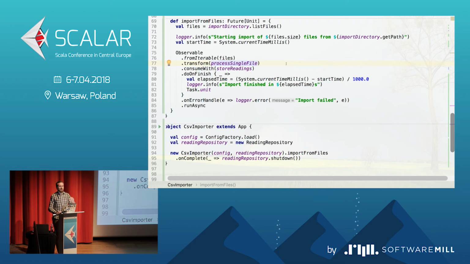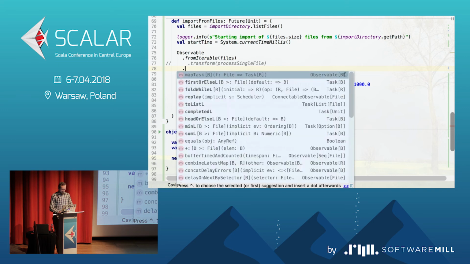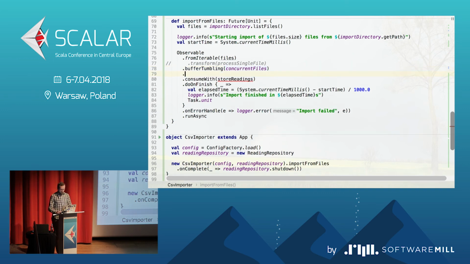So now what we would like to do is get rid of this transform, because this is not parallelized, and try to parallelize somehow. So the pattern for parallelizing such computations in Monix is basically using buffer tumbling, so the one that groups objects into sequences, and then using flatMap. So we're going to start with buffer tumbling, the one we already used when computing the average. And here the size of the group is going to be defined by a configuration parameter called concurrent files. And then we want to flatMap.